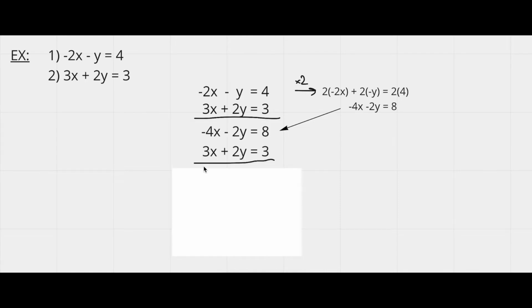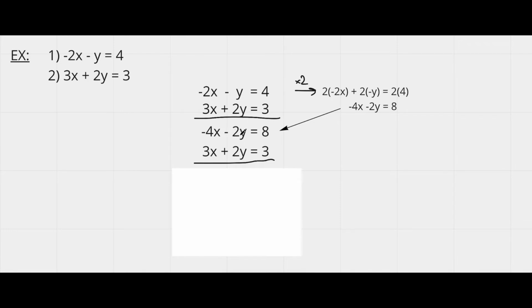So now I've rewritten my equations, but now with my new equation that's multiplied by 2 completely. When you multiply the whole equation, it doesn't really change anything. So -2x minus y equals 4 is the same thing as saying this equation, which is now multiplied by 2. So now we have -4x minus 2y equals 8, and 3x plus 2y equals 3. Now we have a pair of coefficients that have the same value. So if you ever don't have two coefficients of the same value, you can multiply one or both equations to get the same coefficients.